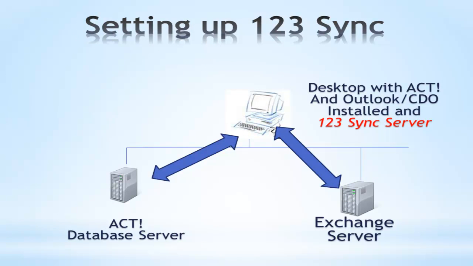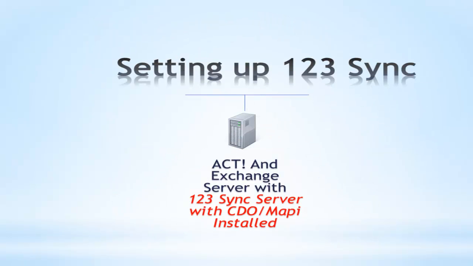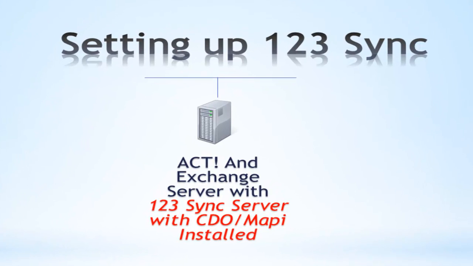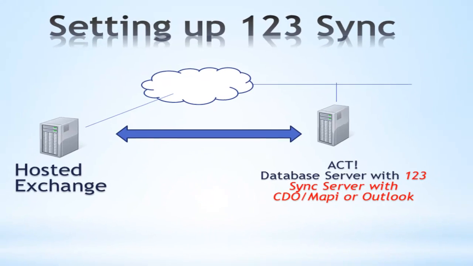In addition, you can actually dedicate a desktop or a virtual machine just for the synchronization process, where you have an ACT database server, an Exchange server, and 123 Sync just makes them communicate with each other. In some cases, we've seen where ACT and Exchange are on the same server, and you can install 123 Sync in here, and that will sync ACT and Exchange on the same machine.